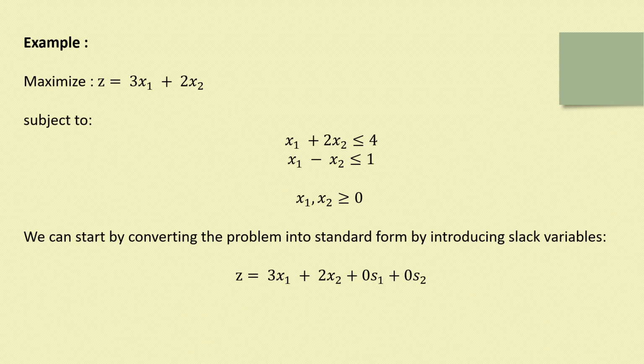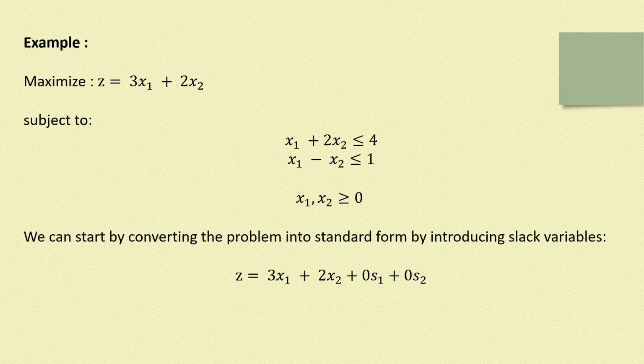So here our example is maximizing the value z, which is 3x1 plus 2x2, subject to the constraints x1 plus 2x2 less than or equal to 4 and x1 minus x2 less than or equal to 1, where x1 and x2 are greater than or equal to 0. We can start by converting the problem into standard form by introducing the slack variables s1 and s2. Slack variables should not affect the objective function.